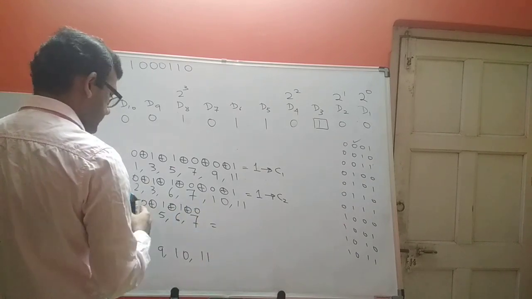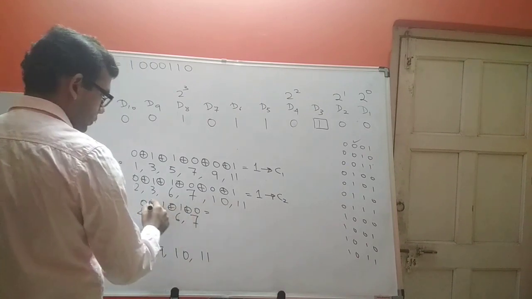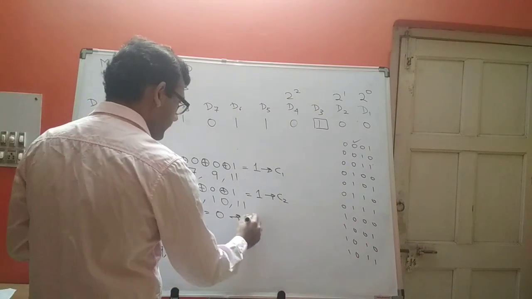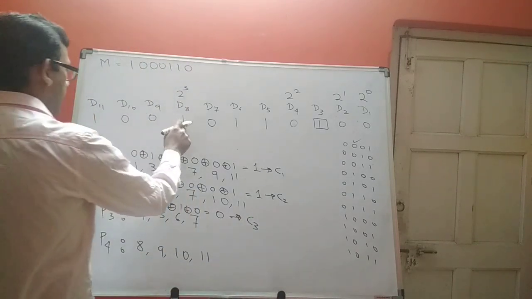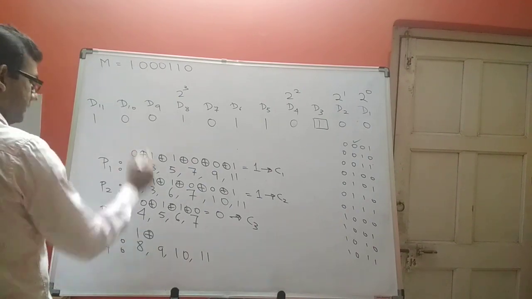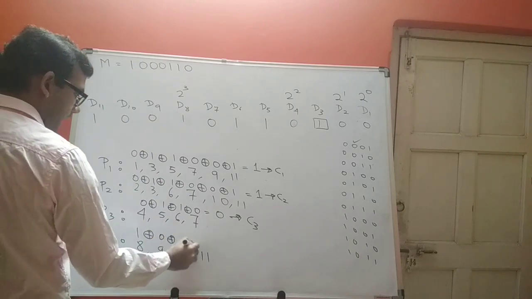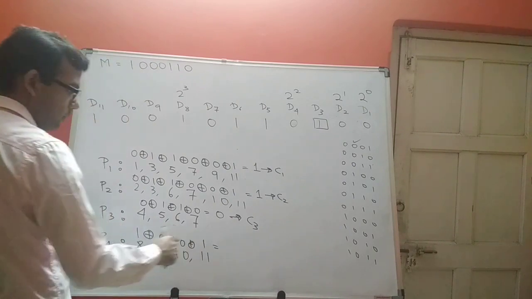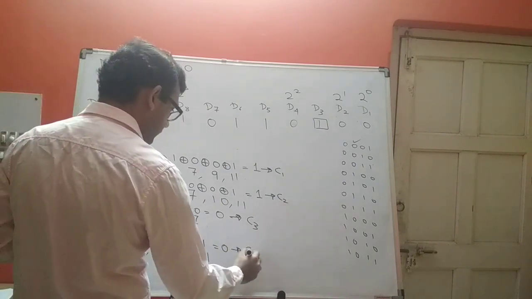So what is the value that you get? How many 1s are here? There are 2 1s. So you get 0. When there are even number of 1s, you get 0. So this is the value of C3. And finally, for P4, it depends on 8, 9, 10, and 11. So 8 has a value of 1. 9 has a value of 0. 10 has a value of 0. And 11 has a value of 1. So this will give you, again, how many 1s are there? Even number of 1s. So the result is 0. And this is the value of C4.